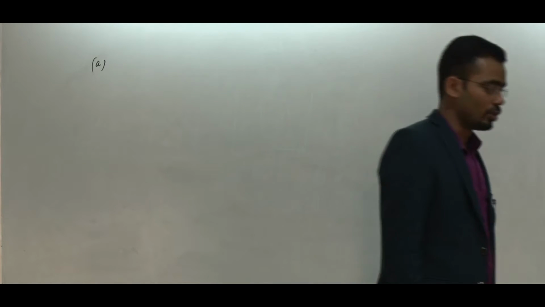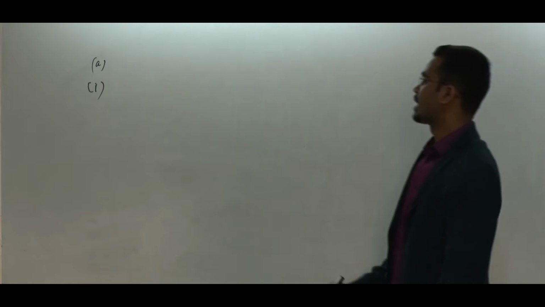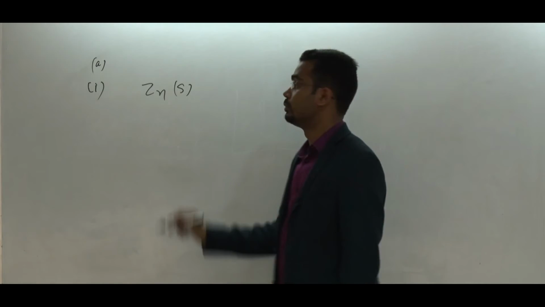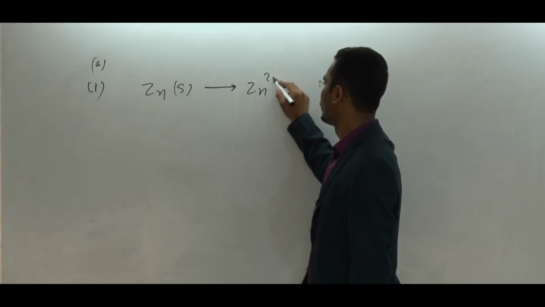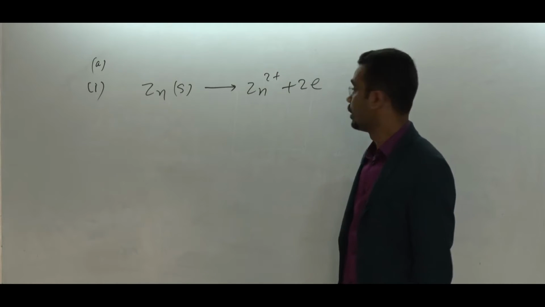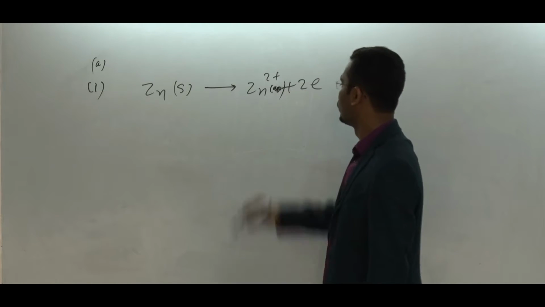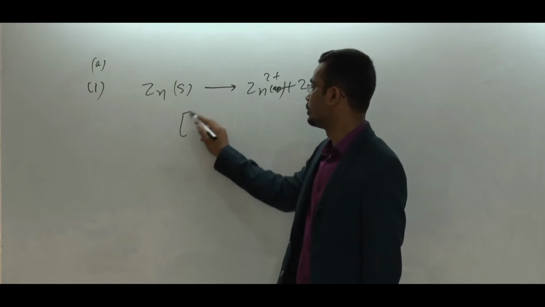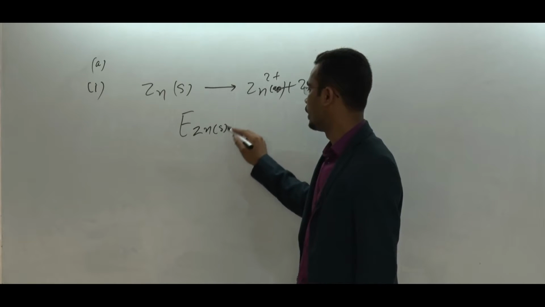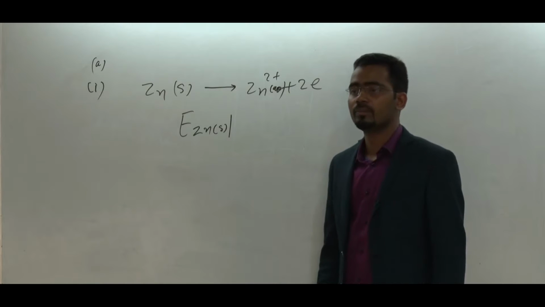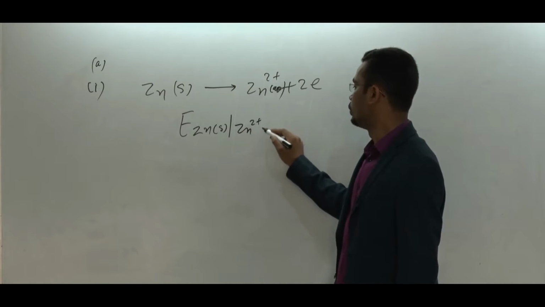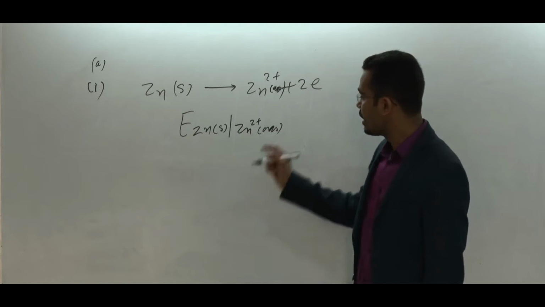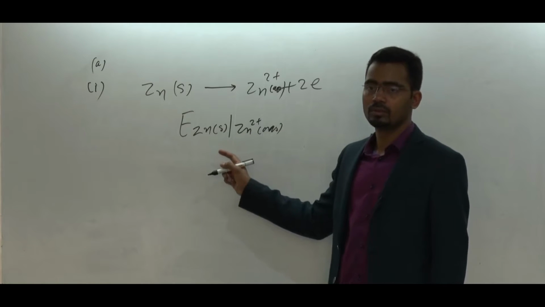Representation of electrode potential. First is the metal electrode. For example, if we have Zn solid, it will go for the reaction Zn2+ plus 2 electrons, and this is aqueous. So how do you represent this reaction? First you have to write the solid and give the vertical line. The vertical line represents phase change, and then Zn2+ aqueous. No need to represent the electron. Clear? Any metal undergoing oxidation, you have to write like this.